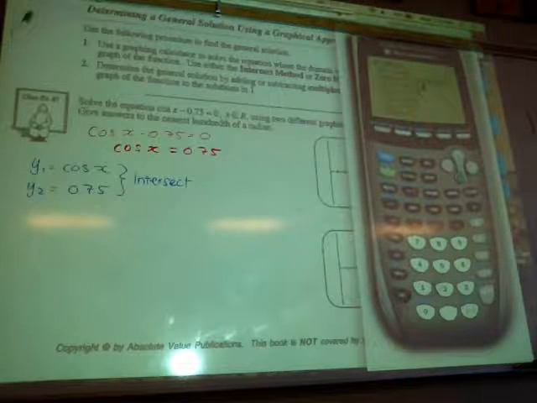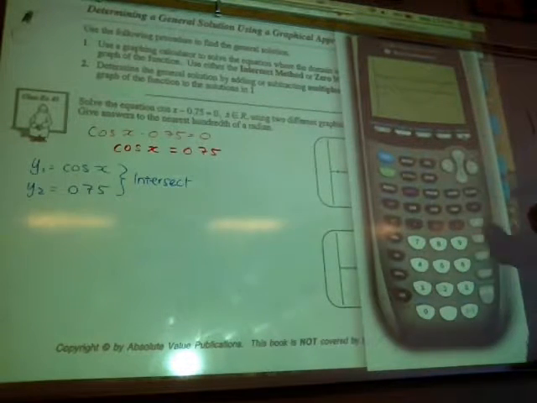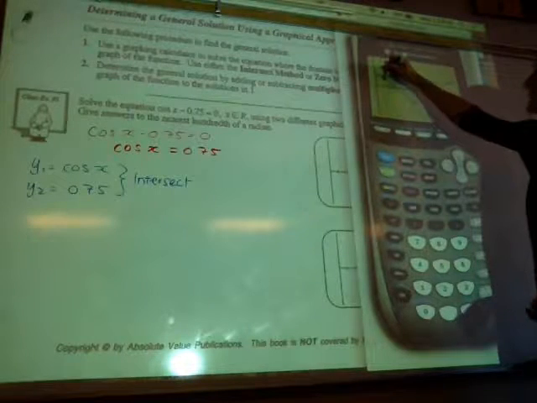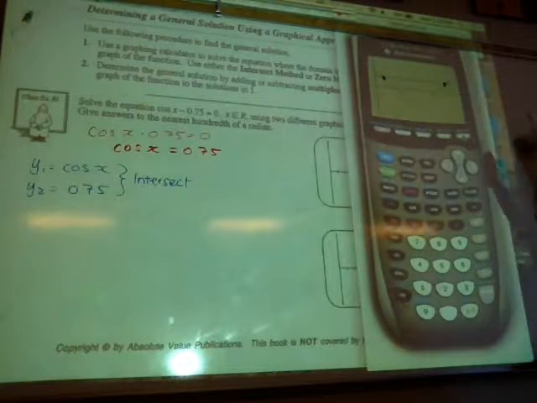Okay, and let's put our y min to -2, y max at 2. You guys probably already have this in there. And scale 0.5. And then we'll graph cosine x. And my y2 is 0.75. So if we're using the intersect method, our solutions will be the intersection points. So we're going to be tracing what's the x-coordinate here and what's the x-coordinate there.